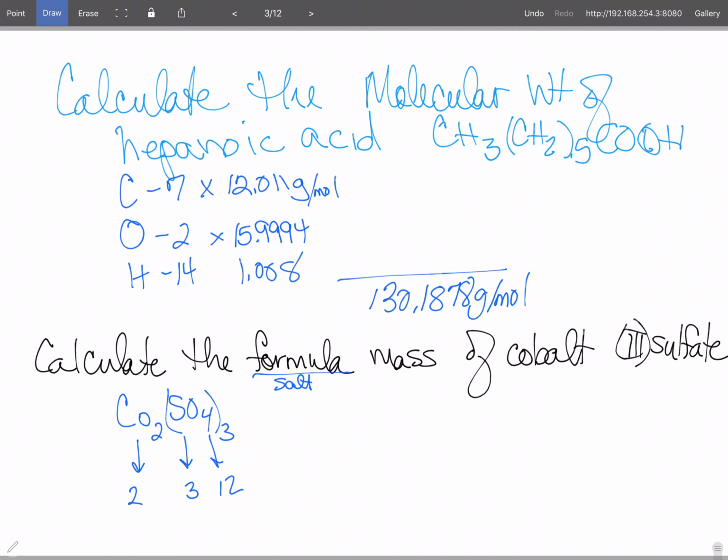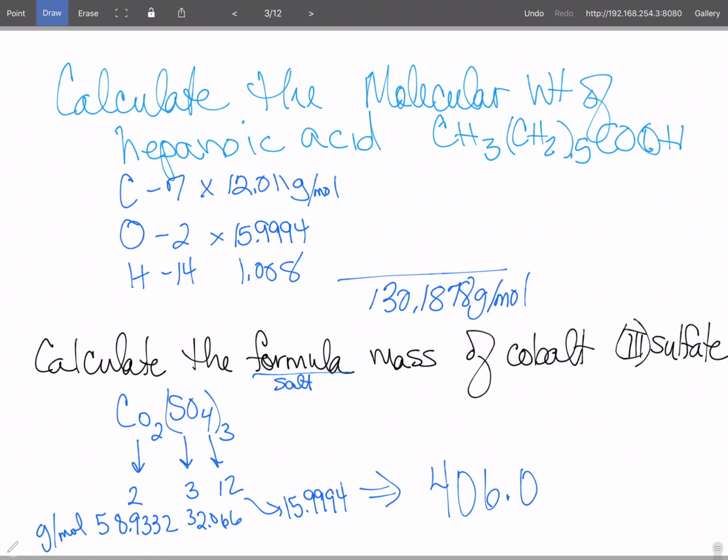Again, if we look at our mass, our cobalt is 58.9332, and again, this is in grams per mole. The sulfur is 32.066. And the oxygen is 15.9994 again. So when we're done, we end up with a formula mass of 406.0572 grams per mole.